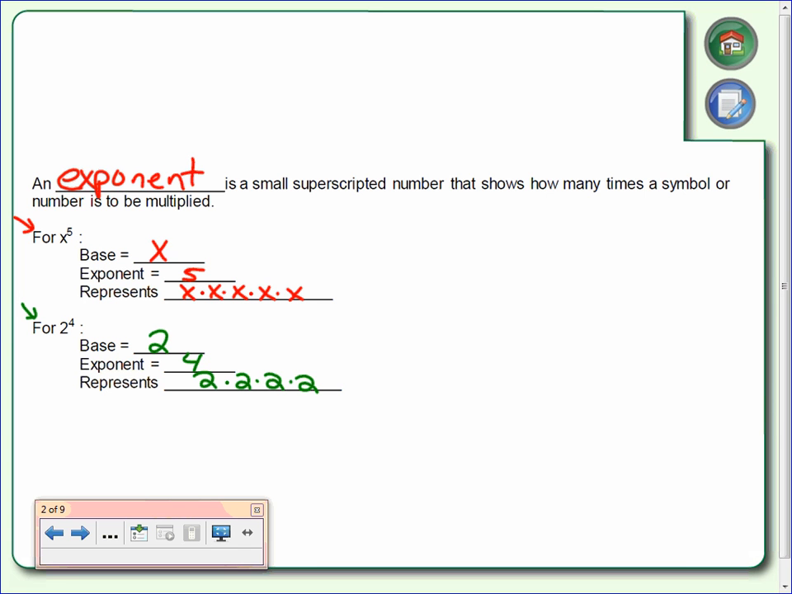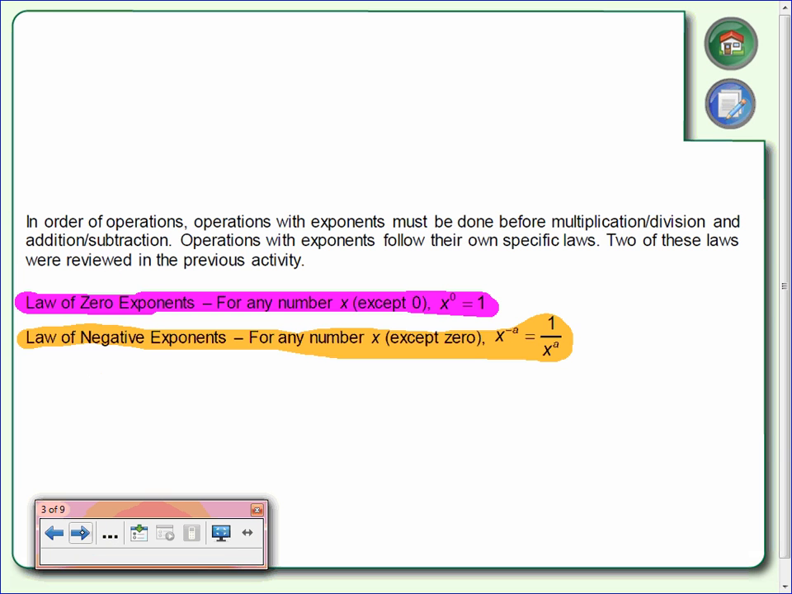So again, the base is the big number. The little number on the top right-hand corner is called the exponent, and it represents how many times we multiply the symbol or the number by itself. All right, let's keep going here. There's a couple of rules that we're going to need to be familiar with. It says here, in order of operations, operations with exponents must be done before multiplication or division and addition and subtraction.